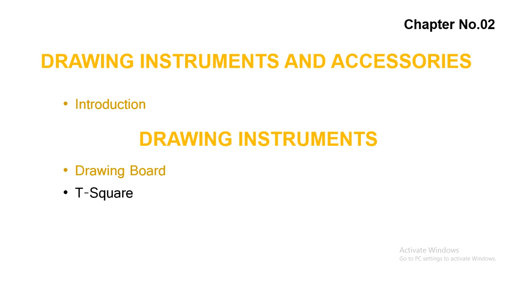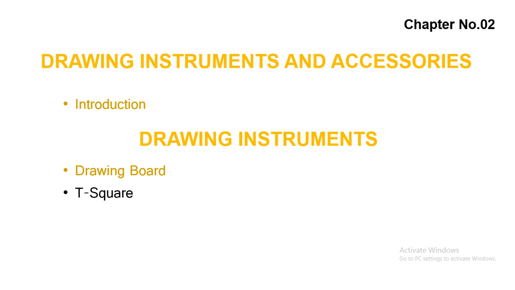Second is T-square. T-square is simply called T in common language. It consists of two parts. The long part is called the blade and the short part is called the head. The two parts are mounted together at a 90-degree angle.